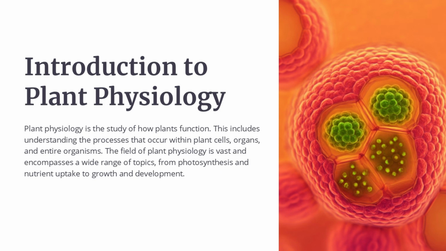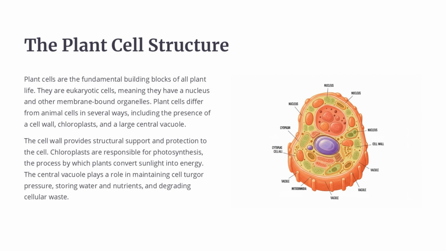We'll start by taking a closer look at the structure and function of plant cells, including the role of organelles like chloroplasts. Plant cells are the fundamental building blocks of all plant life. They are eukaryotic cells, meaning they have a nucleus and other membrane-bound organelles. Plant cells differ from animal cells in several key ways.